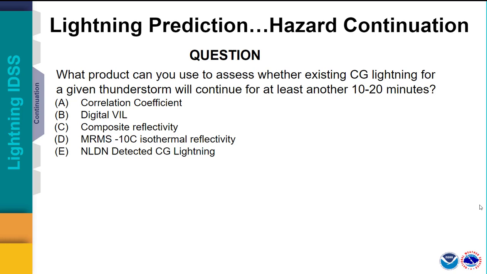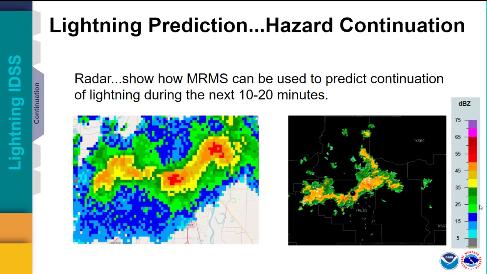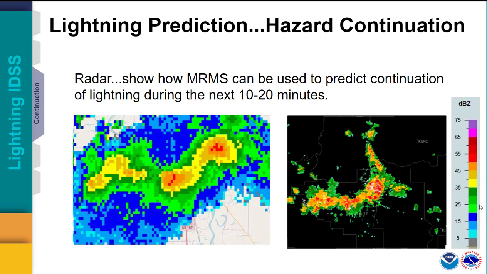The only option that best relates to whether conditions are still in place to promote a continued lightning threat would be D, MRMS minus 10 Celsius isothermal reflectivity. Note that NLDN output only provides information on where lightning has occurred, not when and where it will occur. As long as the 40 dBZ core is up to at least the minus 10 Celsius level, as seen either in single radar reflectivity cross-sections or all tilt displays, or MRMS minus 10 Celsius isothermal reflectivity, one can anticipate that lightning will continue until that's no longer the case.